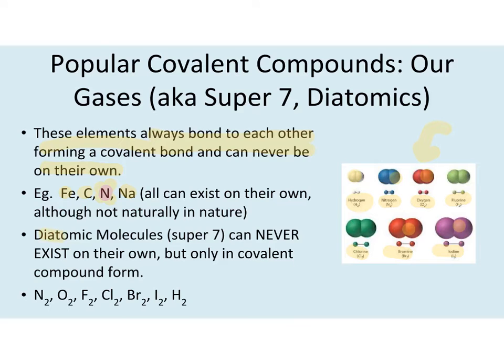So diatomic molecules, the super 7, can never exist on their own, but only in a covalent compound. So you can never have N1. It's always N2, or O2, or F2, or Cl2, or Br2, I2, or H2. Now that's when they're on their own. If they come into a formula, you could have a single one. Like you could have a single nitrogen in a compound, but as soon as they're on their own, they automatically bond with another of themselves.